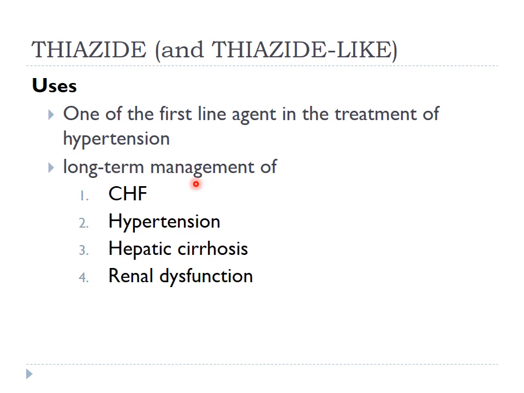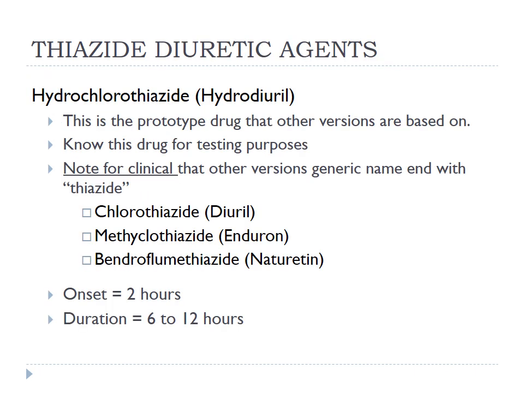Uses: look where we can use it. Long-term management, because it's a slow drug. Long-term management of CHF, hypertension, hepatic cirrhosis, which will lead to ascites, and renal dysfunction. And some of the specific drug names that are thiazide drugs: hydrochlorothiazide, chlorothiazide, metrochlorothiazide. If it's got thiazide in it, it belongs to the thiazide group of drugs.